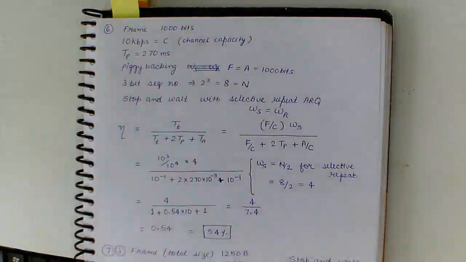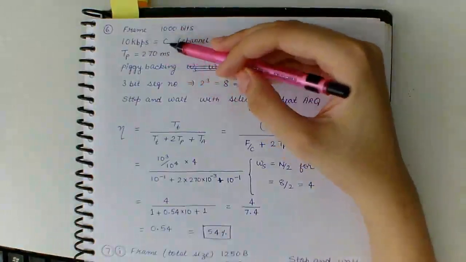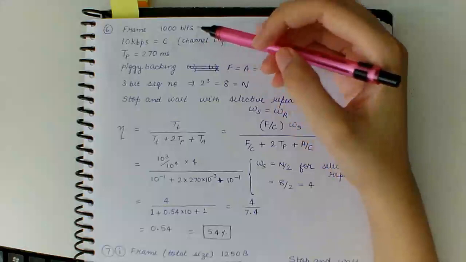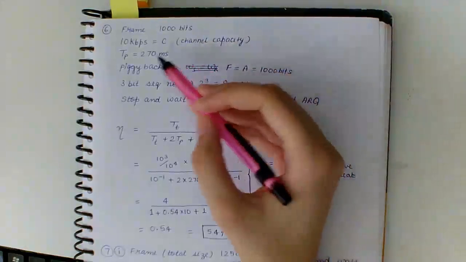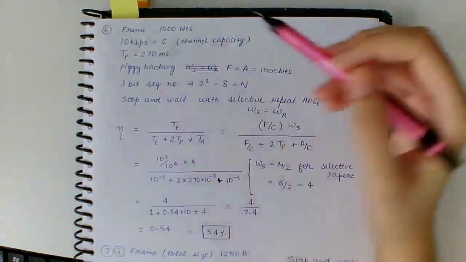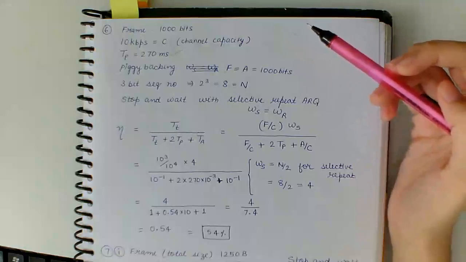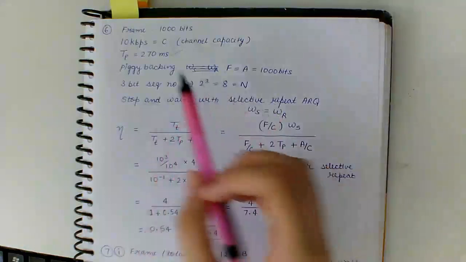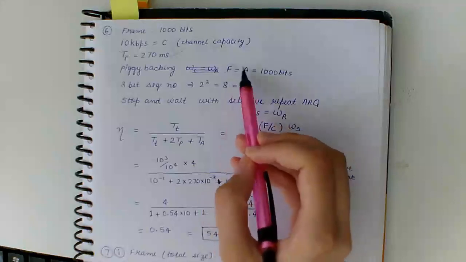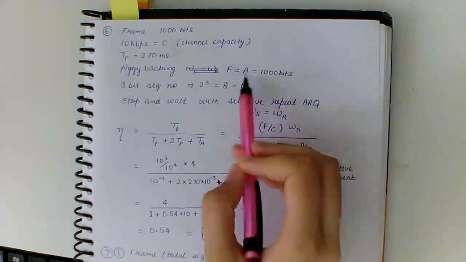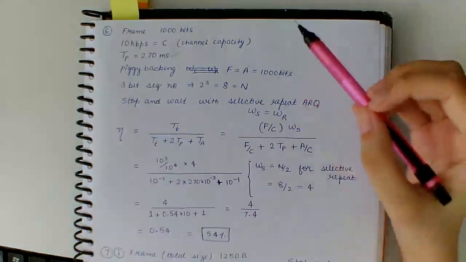Frames of 1000 bits are sent over a 10 kbps channel using a geostationary satellite whose propagation time from the Earth is 270 milliseconds. Acknowledgements are always piggybacked onto data frames. That means the size of the data frame and the acknowledgement frame are both the same. Hence, the size of the acknowledgement frame is 1000 bits.